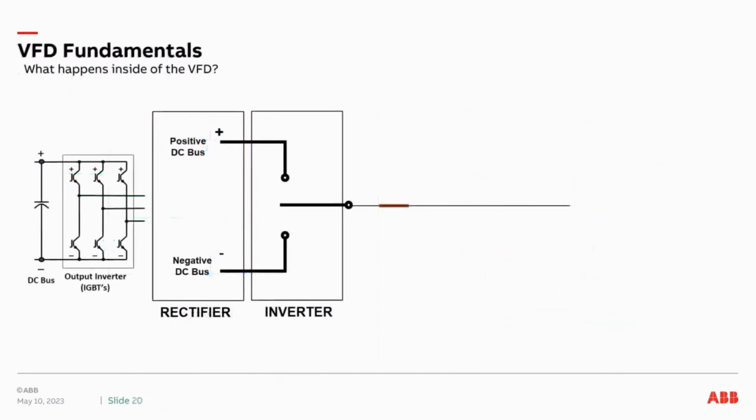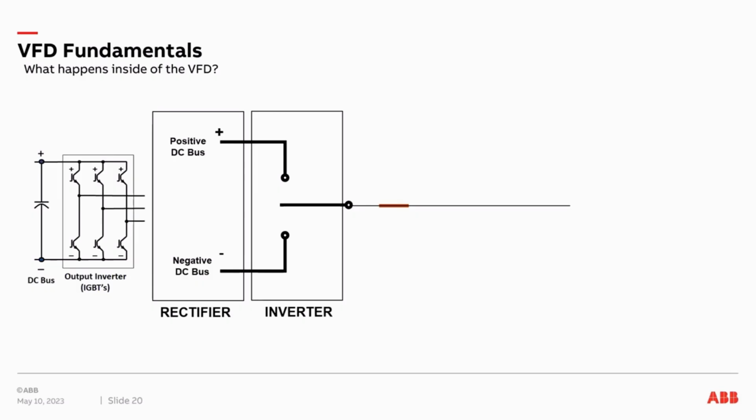Now let's look at the output of the VFD. The output inverter has IGBTs. The DC bus is being charged by the input bridge. Now we're going to look at the output to the motor. Each IGBT is a high-speed switch. The high-speed switch can turn on or off to the actual capacitor bank in a positive or negative way.